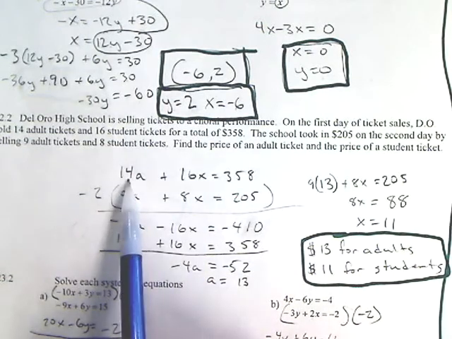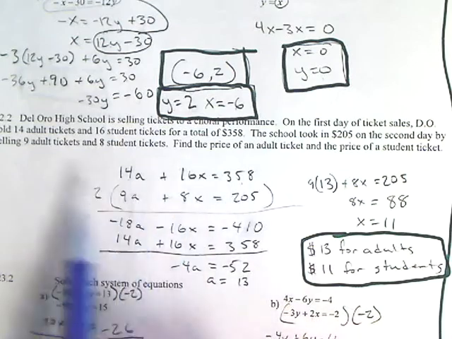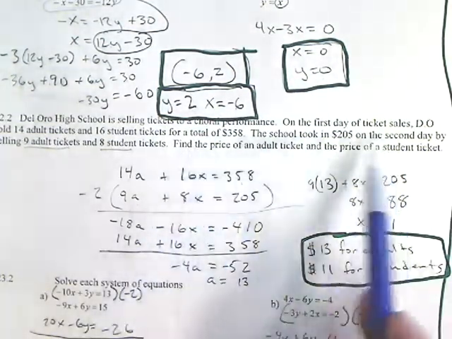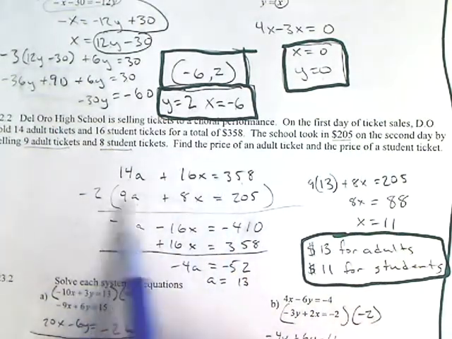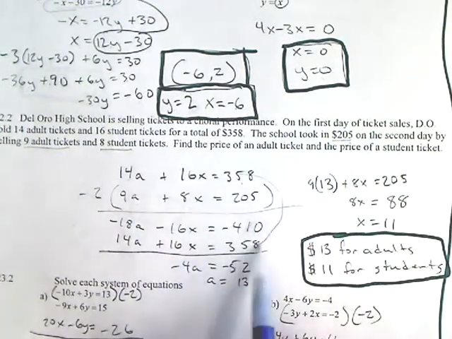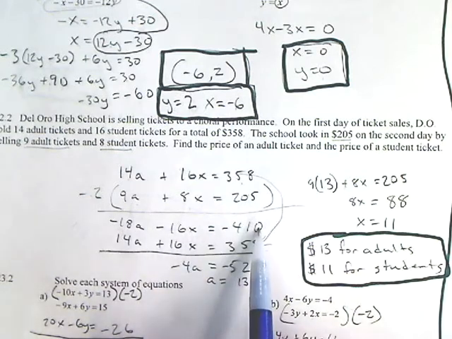16 students, 14 adult tickets, was a total of $358. 9 adult tickets, 8 student tickets, turned out to be $205. I multiplied the bottom one by a -2, so my x's would cancel out. So I just rewrote this one here, multiplied this equation by -2. That's how I got this guy.